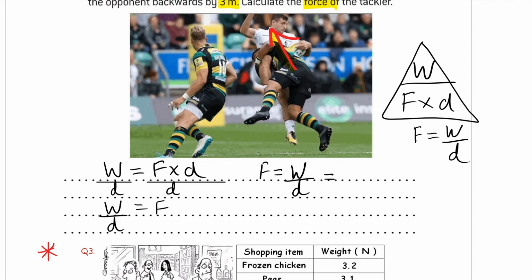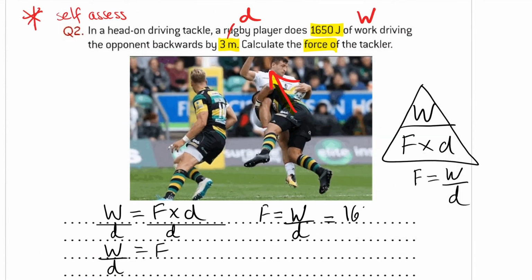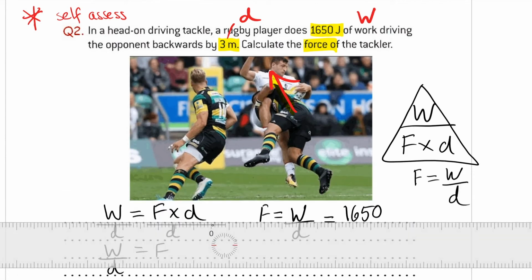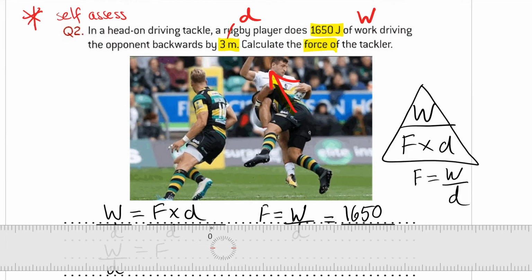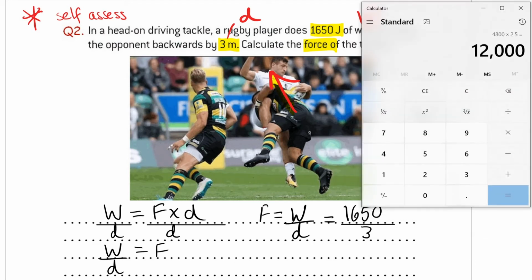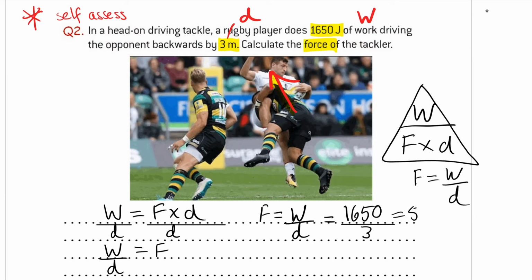Force is work done over distance. Work done, 1,650 divided by the distance, which is 3. I think that's 550. Let's check that. So we got 1,650 divided by 3, 550 newtons.